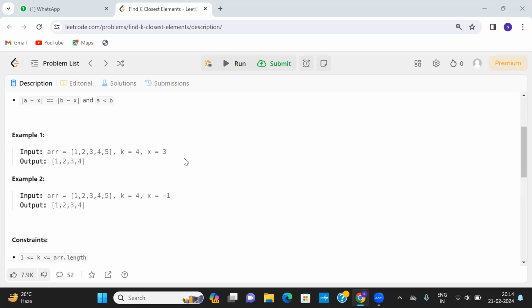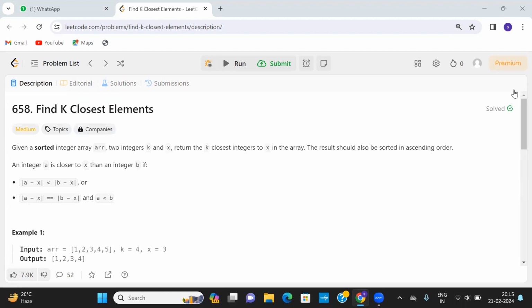So what we will do is find the absolute difference of all the integers in ARR with 3. The absolute difference of 1 and 3 is 2. Of 2 and 3 is 1. Of 3 and 3 is 0. Of 4 and 3 is also 1. And of 5 and 3 is 2. Now, whichever has the least absolute difference is the closest to integer x, which is 3. The absolute difference of 3 and 3 is 0, so integer 3 is closest to x. In this way, we will find the 4 closest integers. After finding that, we will sort them. So our output will be 1, 2, 3, 4. I hope the question is very clear.